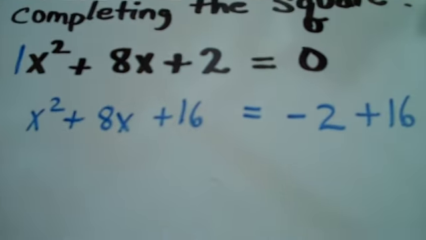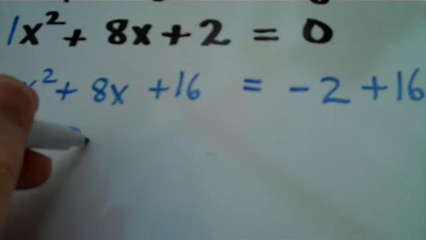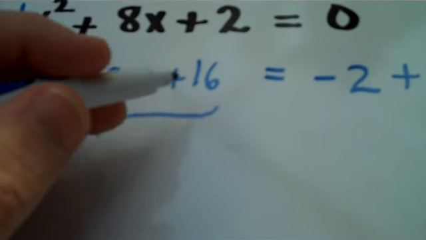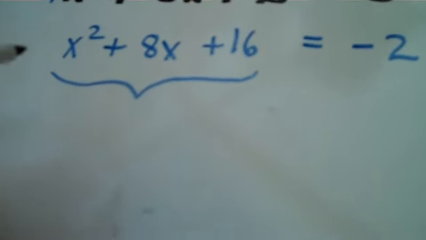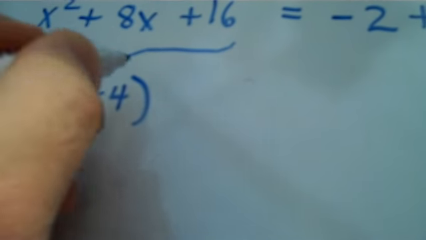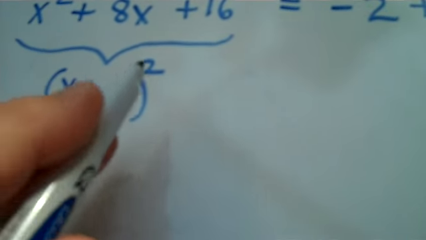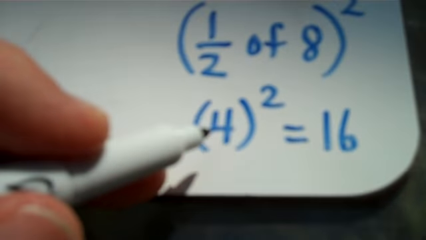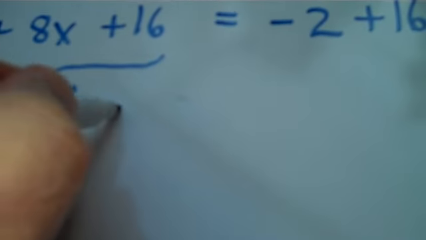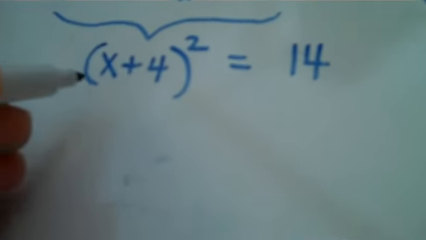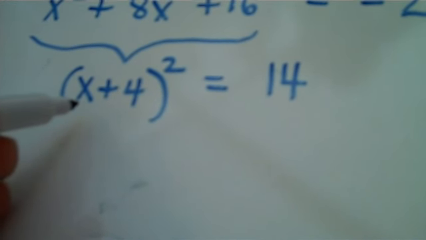It's a balance. Now, the whole reason for doing that is this trinomial, x squared plus 8x plus 16, is now a perfect square. So it factors as x plus 4 quantity squared. And of course, it's not an accident that the number you use here to factor was the number that was inside here before you squared. This is equal to -2 plus 16 is 14. So I have x plus 4 quantity squared equals 14.